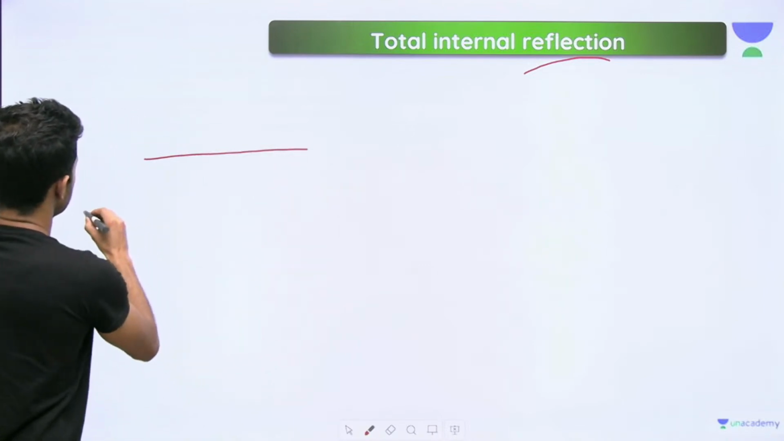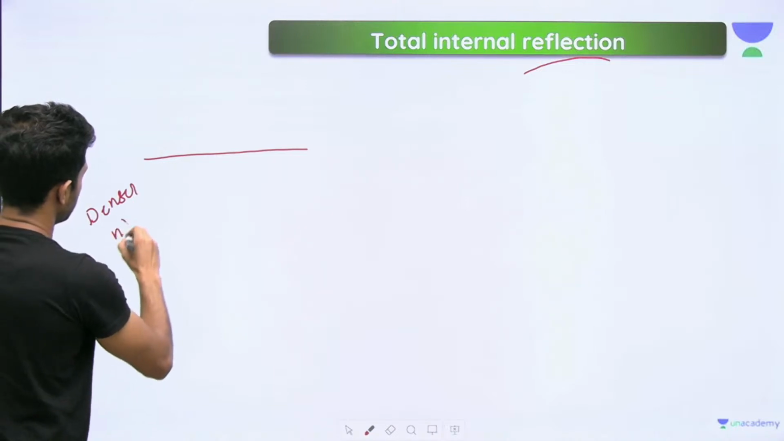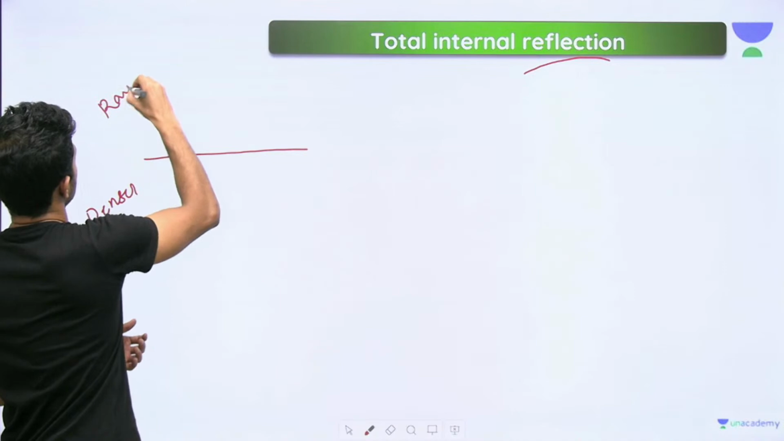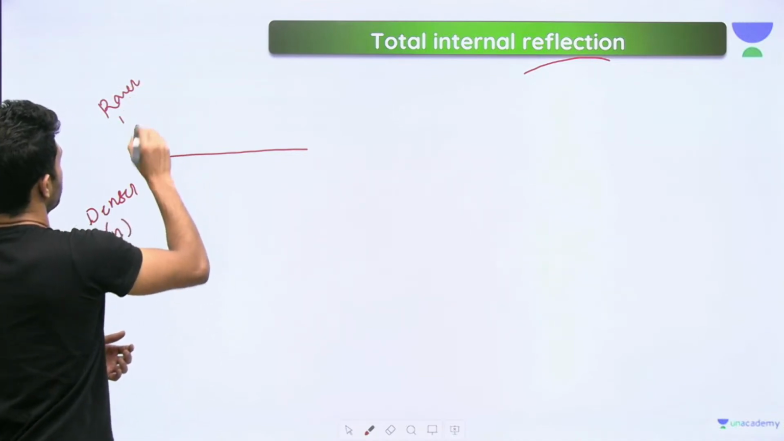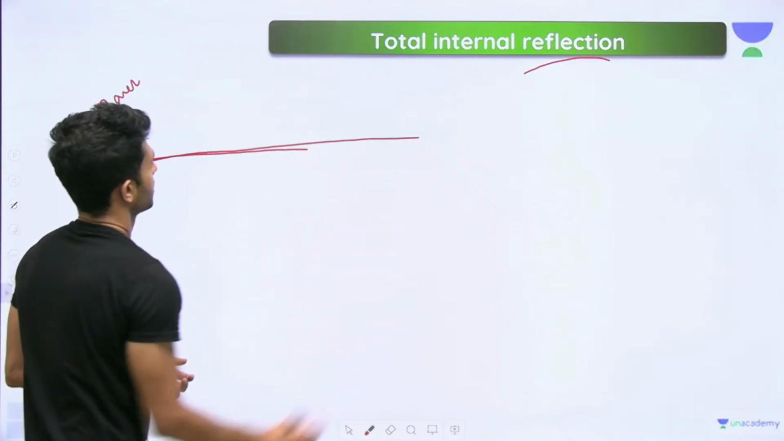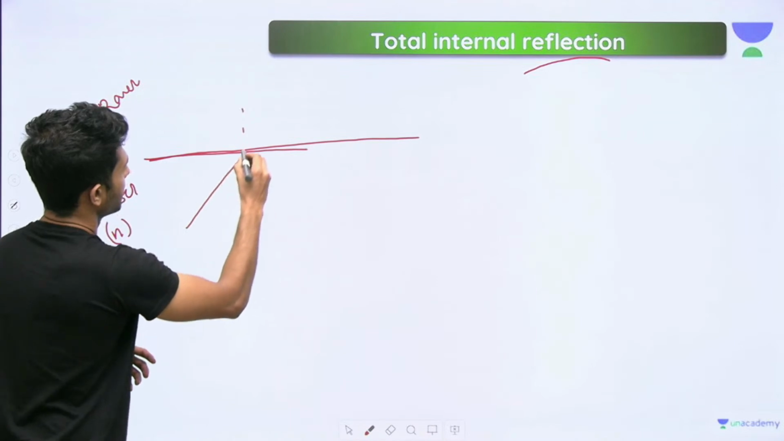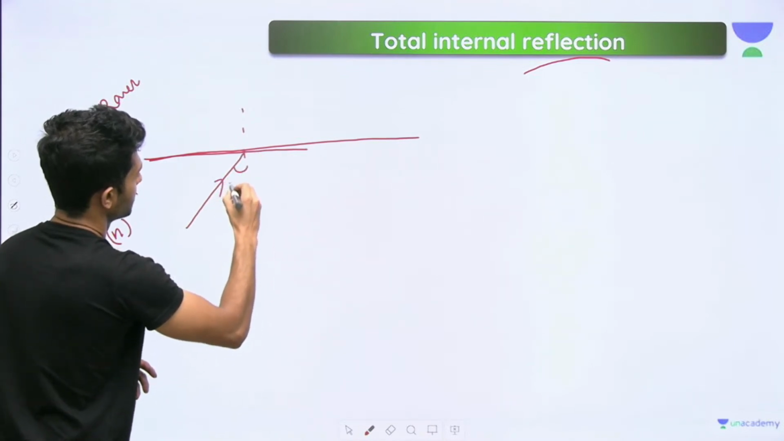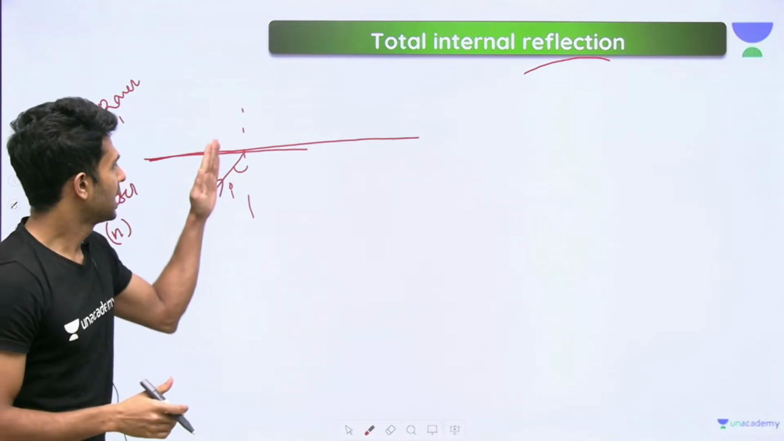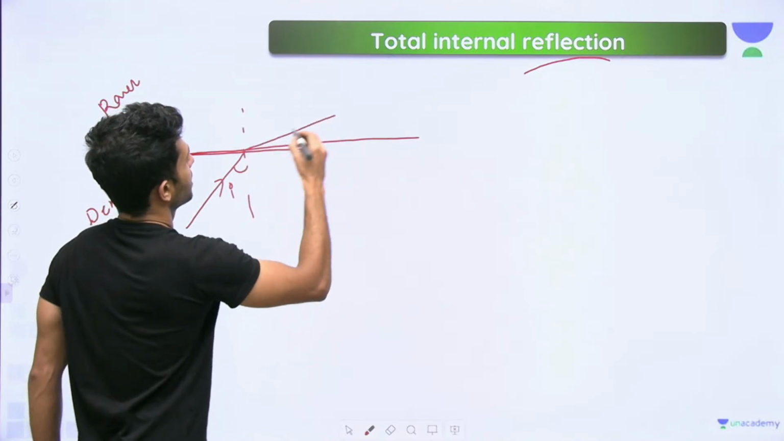So here we have a denser medium. Let's say its refractive index is n. Here we have a rarer medium. Its refractive index is equal to 1. Tell me, if you have a light ray with an angle of incidence, how will it travel to the rarer medium? We already know, a light ray from denser to rarer will be bending away from the normal.